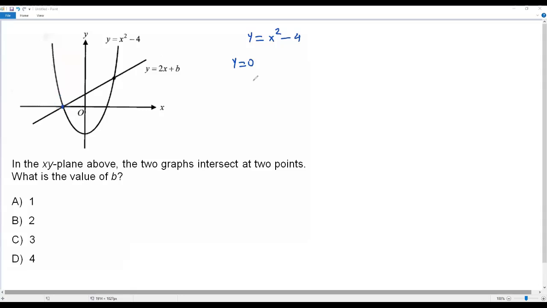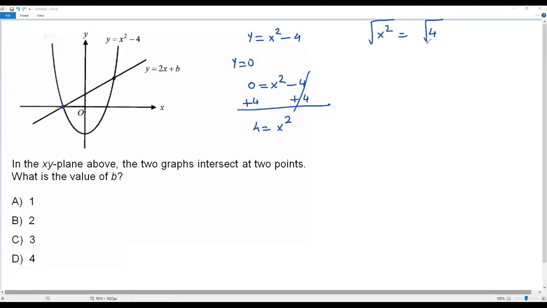Now let me plug in y equals 0 in the given equation of the parabola. Then we get 0 equals x squared minus 4. Now let me solve for x squared. For that I'm adding 4 to both sides. The negative 4 and positive 4 will cancel. I'm getting 4 equals x squared, or it can also be written as x squared equals 4. Now to solve for x, I have to get rid of the square. For that I have to take the square root of both sides.